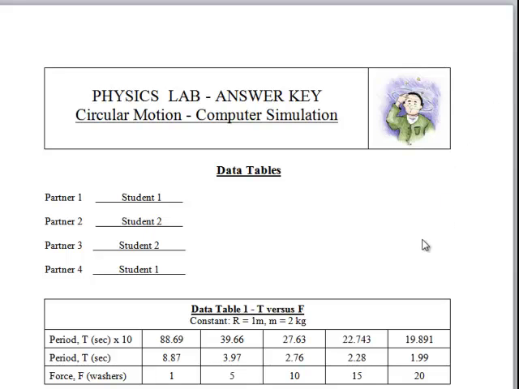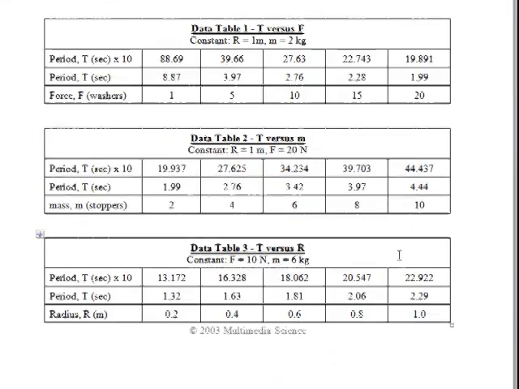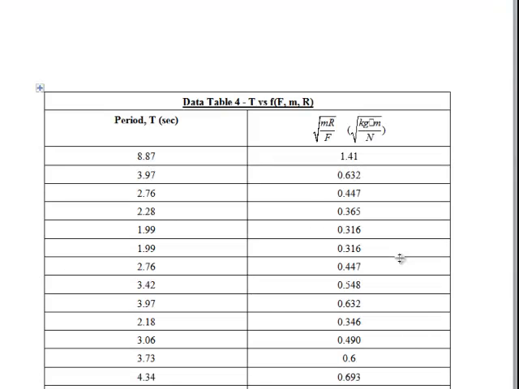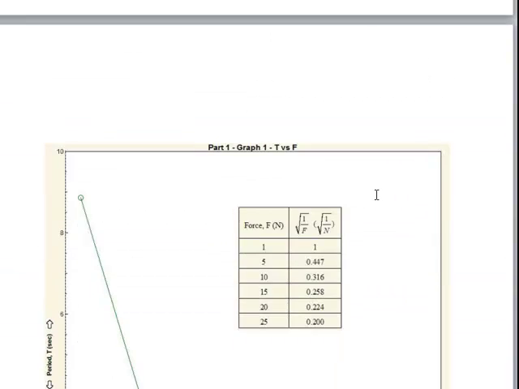Here's a look at the lab handout. This is the answer key. You can see that here's the data. Here's the final data where they plot the period versus the combination of the 3 variables. Here's the first graph.